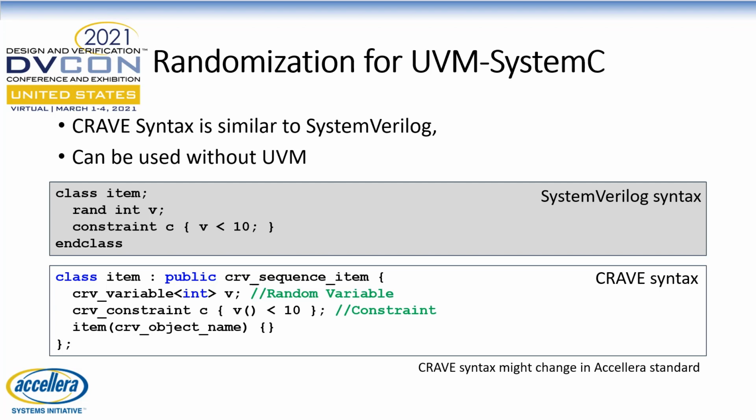What is different is that for CRAVE, as we are in the C++ world and we are using a library, we have to derive our item or object for randomization from a base class, and in this case, it is crave_sequence_item. We also have to define a constructor for the class, as it will be placed in an object hierarchy, so we are using a mechanism similar to SystemC's naming mechanism by defining a CRAVE object name.